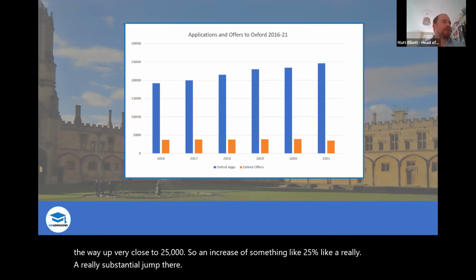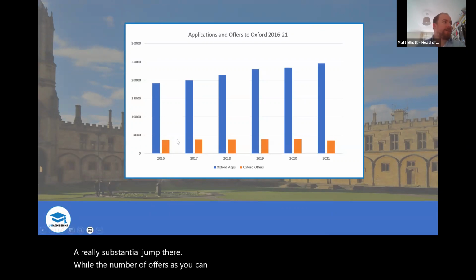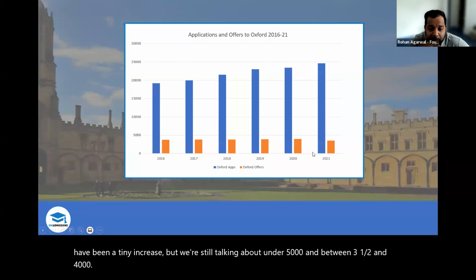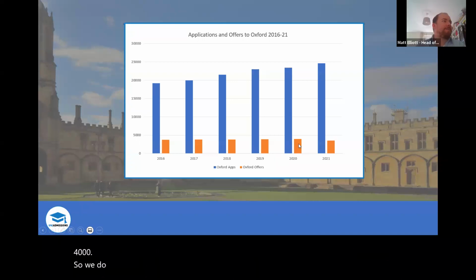While the number of offers, as you can see, has remained almost static. I believe there may have been a tiny increase, but we're still talking about well under 5,000 and between 3,500 and 4,000. It almost looks like it's gone down actually in 2020. Yeah, so we do see a slight bump up in 2020 and drop down in 2021.